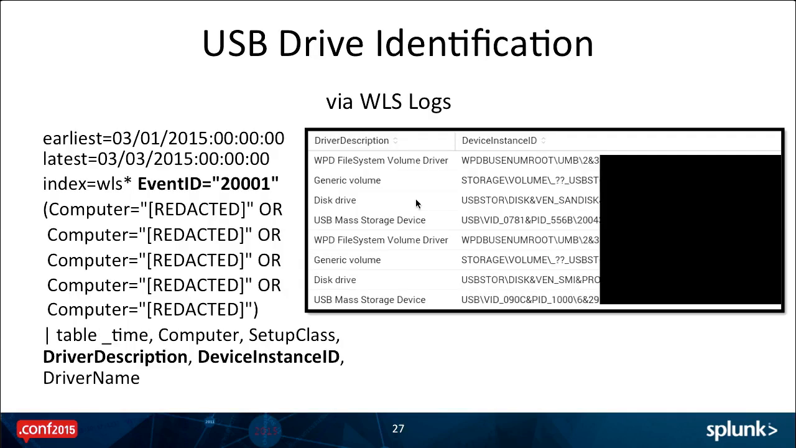So if you look at event 20001 in WLS, it gives you basically any type of USB enumeration. I didn't really want every single USB enumeration. What I specifically wanted was disk storage.